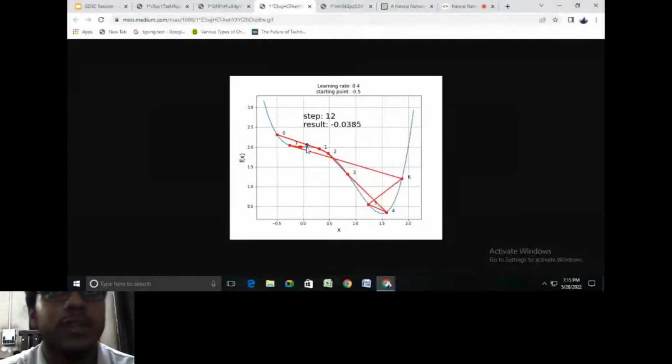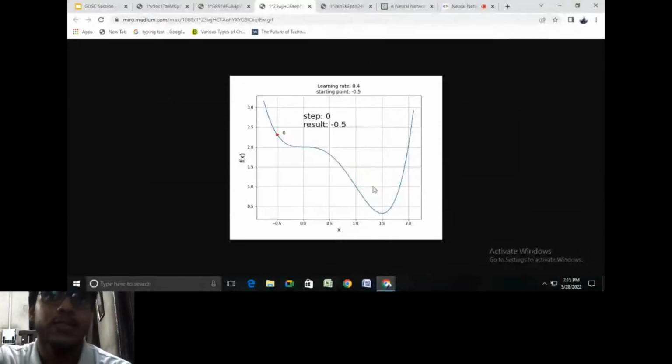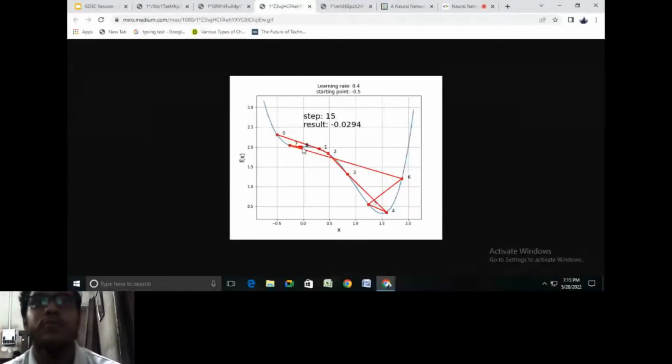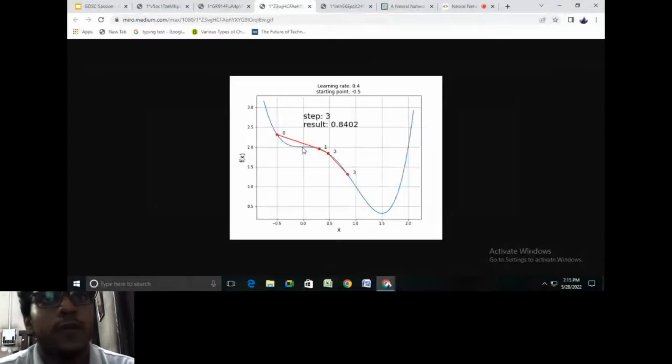This is not actually the global minimum. As we can see here, x equals 1.5 has the global minimum, but the gradient descent algorithm finds that in this region it is appearing to be a minimum, and it is taking this minimum to be the global minimum, which is not true. So here we see that with this learning rate of 0.4, we are not really reaching the sought after minimum.